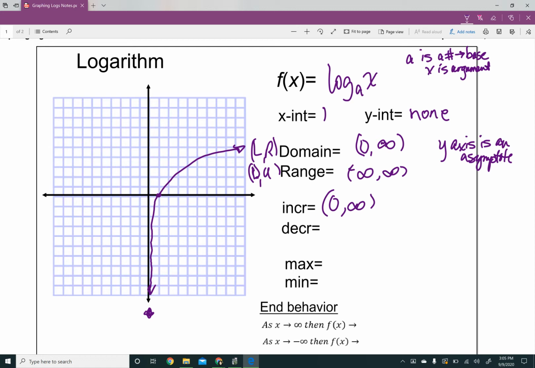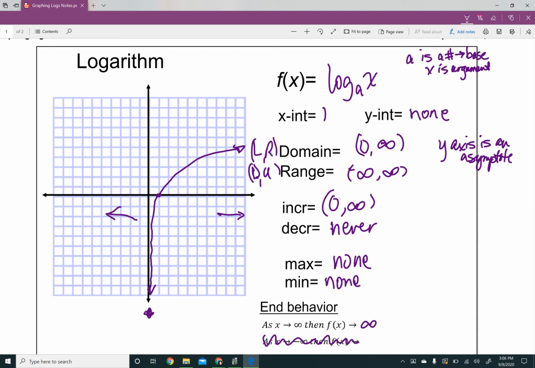It decreases never. So it has no max and it has no min. Its end behavior: as x goes to infinity, y goes to infinity. As x goes to negative infinity, well, it doesn't go to negative infinity, so this doesn't apply. So this is the basic logarithm function.